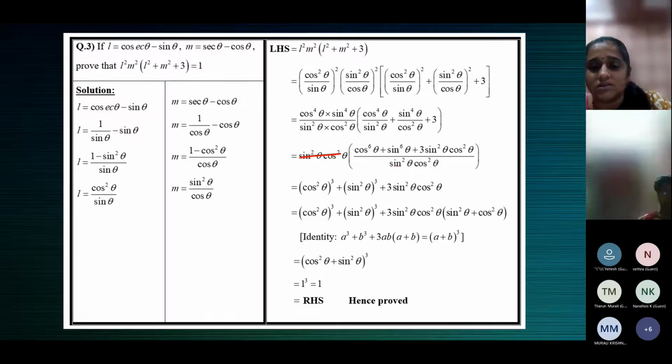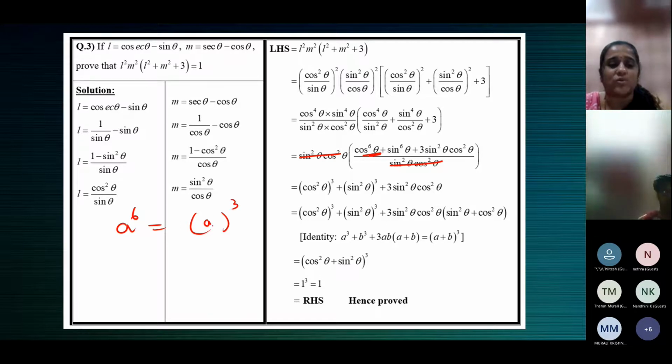See, this is gone, children. Now this one, we write it as something the whole cube. Listen to this very carefully. How do you write a to the power 6 as something the whole cubed? You will write a square inside, right? Because 2 3s are 6. When there is one base and many powers, you need to multiply the powers. How will you write a to the power 6 as a perfect cube? You need to write a square inside, because 2 3s are 6.